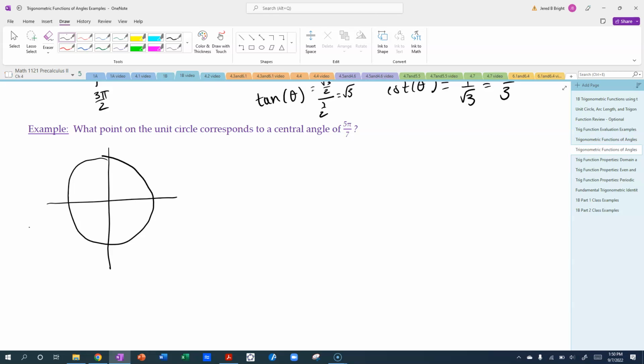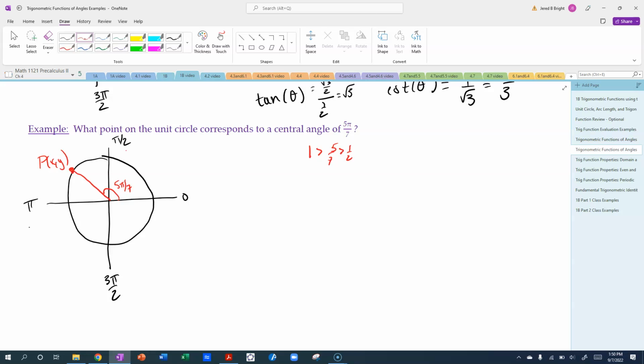Well, again, getting a little sketch might help. 0, pi, pi over 2, 3 pi over 2. Okay, so 5 pi over 7 is bigger than pi over 2, right? Because 5 over 7 is bigger than 1/2, but it's less than 1. So it's going to be somewhere over here. Okay, so I'm going to label that as 5 pi over 7, and I'm looking for this point P of x, y.